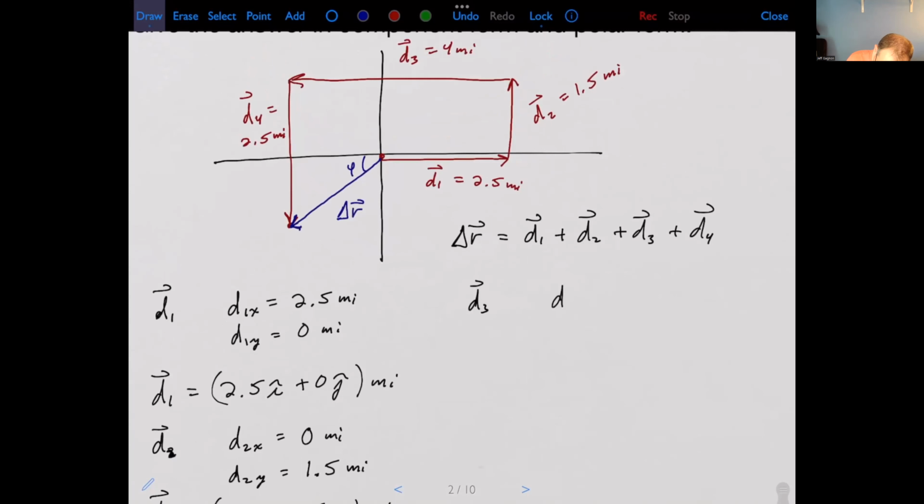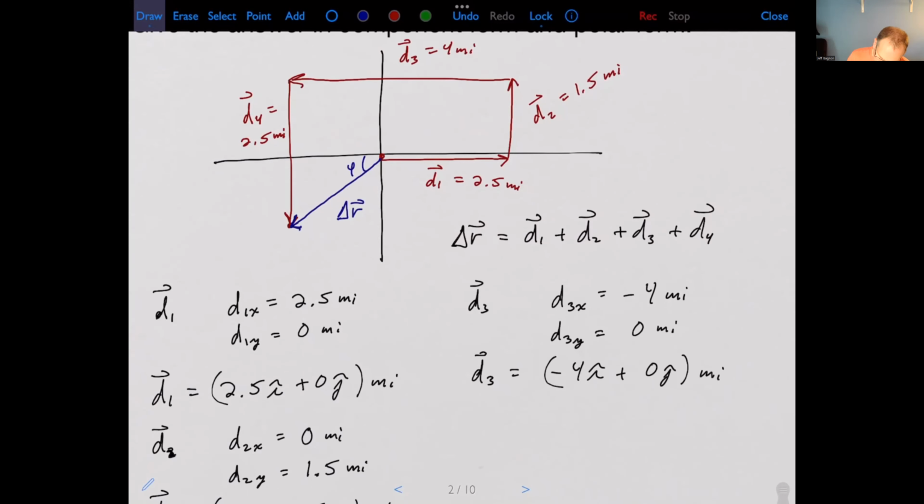Well, D3X, it looks like it's pointing to the left, right? So it's all in the X direction, it's negative. So it looks like that's going to be -4 miles. And none of that vector is in the Y direction. So this will be 0 miles in the Y direction. So D3 is going to be -4 I hat plus 0 J hat miles.